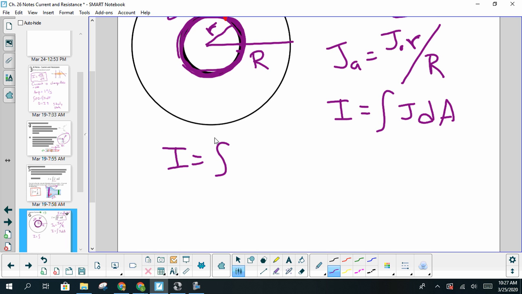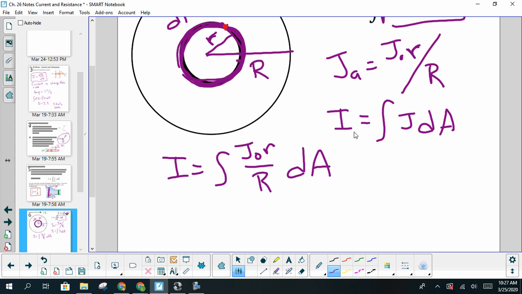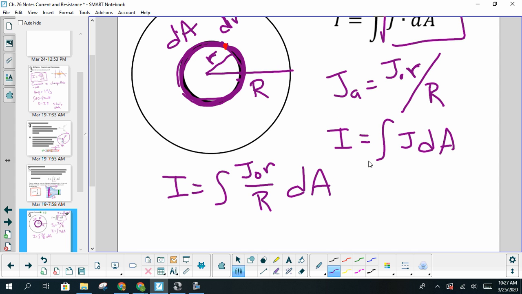So our J naught times our R divided by our capital R dA. Okay, so I'm hoping that you're starting to see an issue with the integration that we're going to do. Right away, you should notice what's constant and what's not in this. What's going to be constant here is that value and that value. And so what we're going to be integrating with respect to is this R value right there.